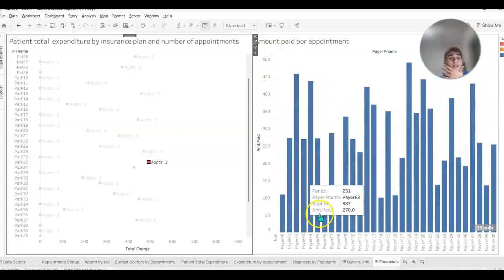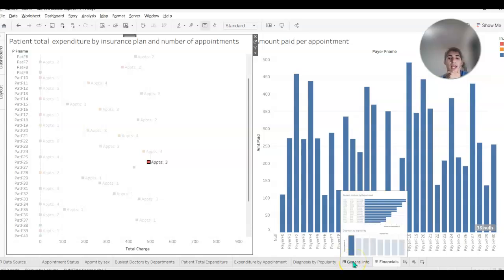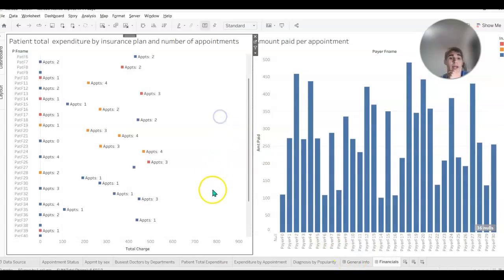There's different ways to interact with these dashboards and answer different questions, but I hope that my thought process throughout these dashboards made sense. I had fun making this and I learned a lot from it.